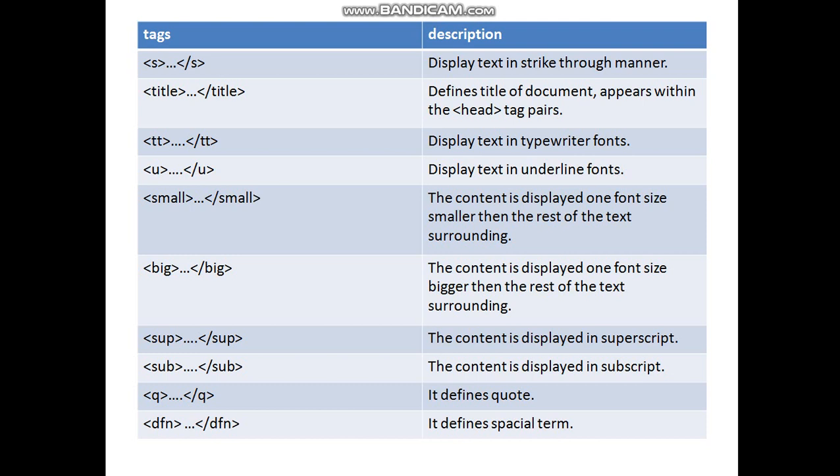u for underlined fonts. Small tag, the content is displayed one font size smaller than the rest of the surrounding text. Big tag, the content is displayed one font size bigger than the rest of the surrounding text. Sup indicates superscript. Subscript or superscript, the content is displayed in superscript format like X squared, where 2 is in superscript format. Subscript like H2O, here 2 is in subscript format. Q defines a quote or definition, a special term.